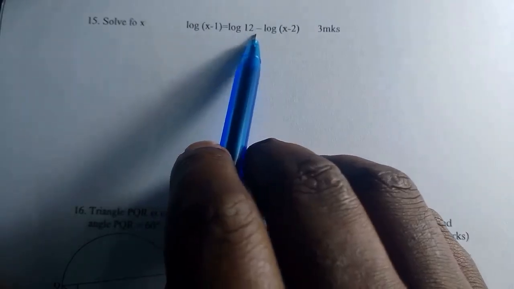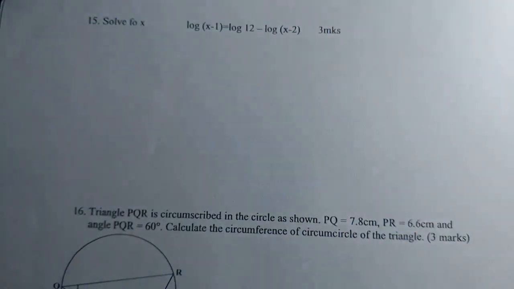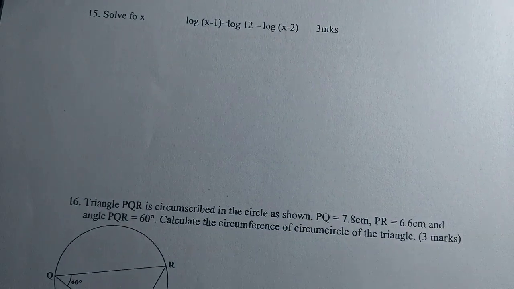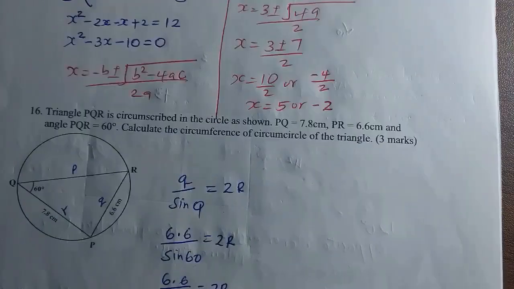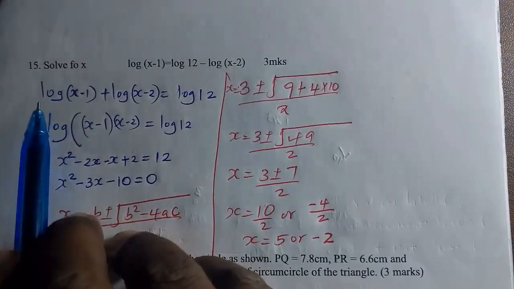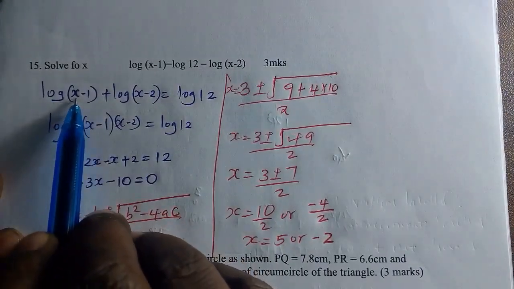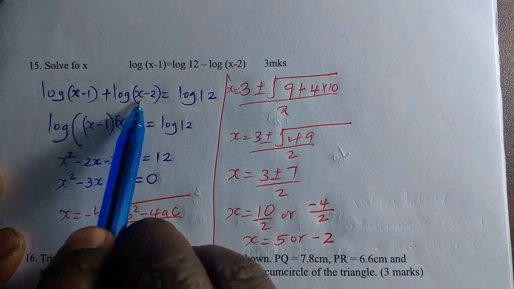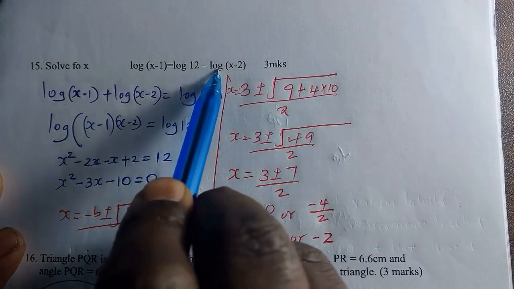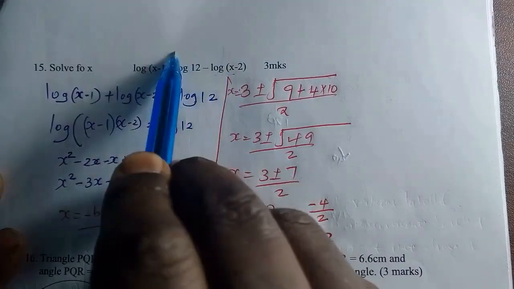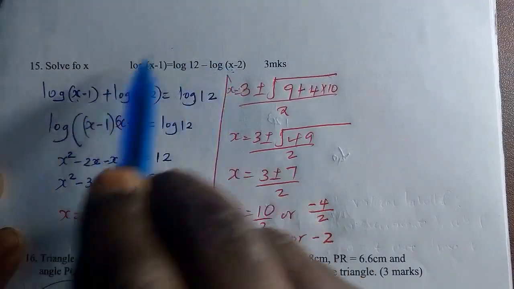Solve for x: log of x minus 1 is equal to log 12 minus log of x minus that. So let me take you very fast. This is how you go about that. Log of x minus 1 plus log of x minus 2 is equal to log 2. So I have taken this log to this side, this one to this side.